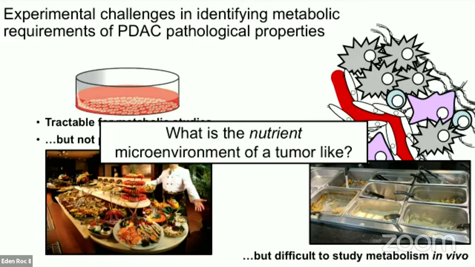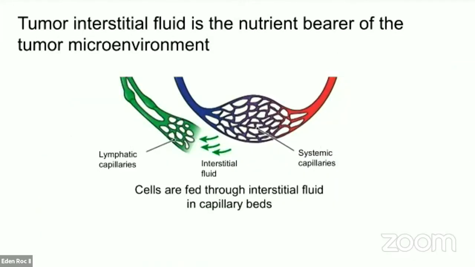And we thought a good way to start to get past this would be to understand what the nutrient microenvironment of an actual PDAC tumor looks like. What does the buffet actually look like in vivo? And so we first started by asking how are pancreatic tumors fed.